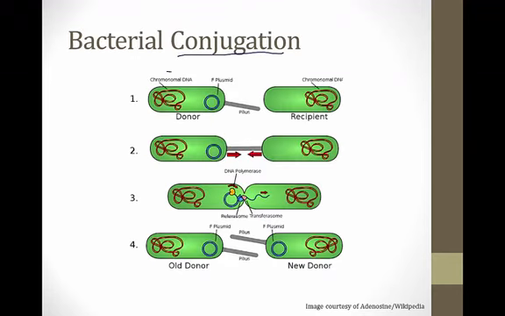We have a bacteria on the left side of the screen that has a plasmid, and we have one on the right side of the screen that does not have the plasmid present. A sex pilus is extended from the donor to the recipient, and they connect, and then genetic material crosses from one to the other, and then the two bacteria separate, and now the plasmid is present in the original bacteria as well as in the new one.